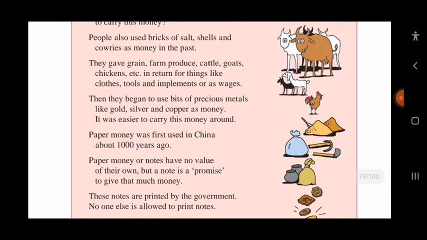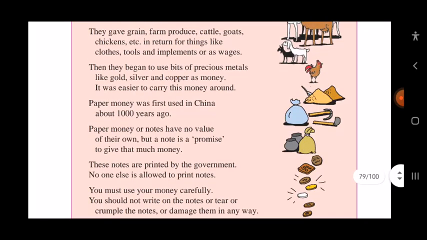They gave grain, farm produce, cattle, goats, chicken, etc. in return for things like clothes, tools, and implements, or as wages. Now we know that in ancient times, people were mostly engaged in agriculture. So they had lots of farm produce. They used to grow their own crops and have their own animals, cattle. They used to give that animal, and in return they used to buy things like clothes, and different tools and implements needed for agricultural work. So that was a barter system.